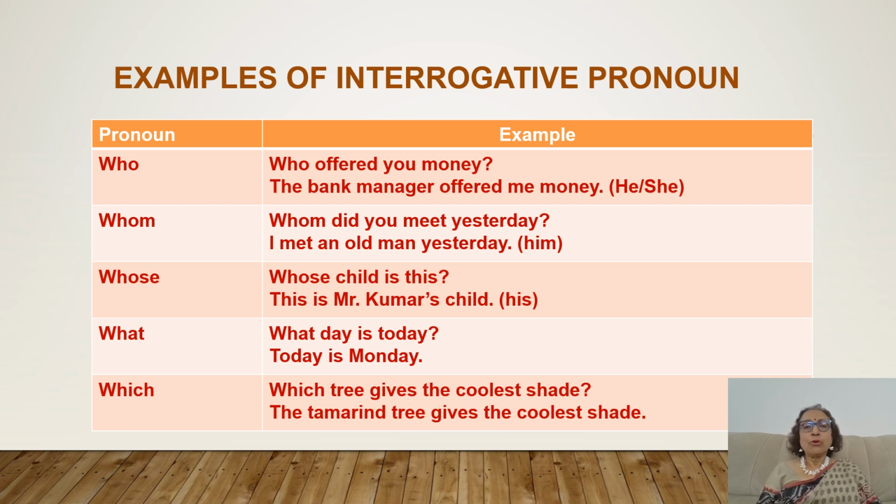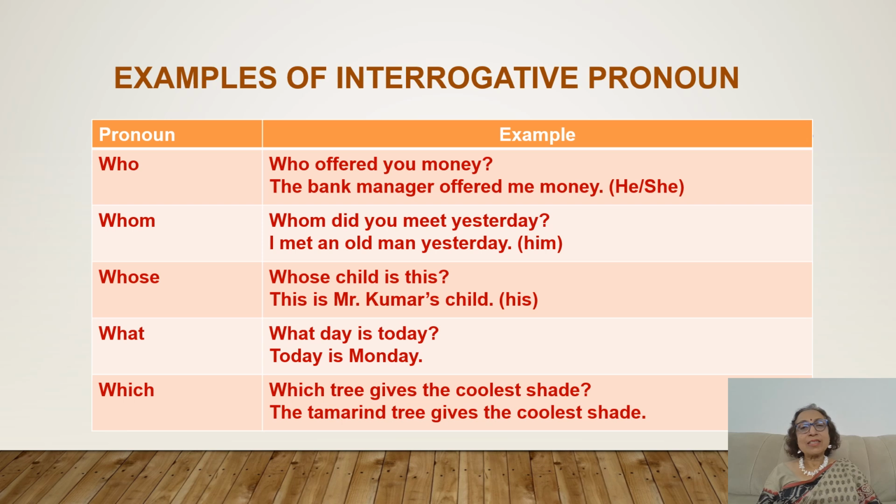Then you have, whom did you meet yesterday? Whom becomes the question for a noun or pronoun, which is the object of the sentence. Who has to be the subject of the sentence, and whom is the object. So whom did you meet? You is the subject. Then the answer becomes, I met an old man yesterday. So old man is here the answer, which is a noun, whom. Or you can say, I met him yesterday.